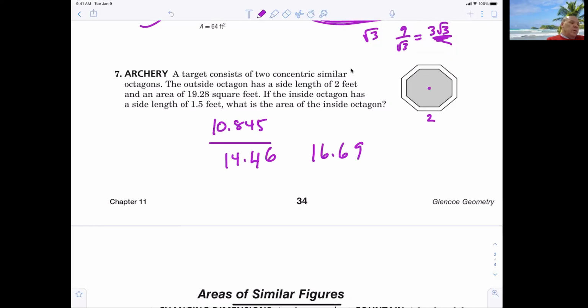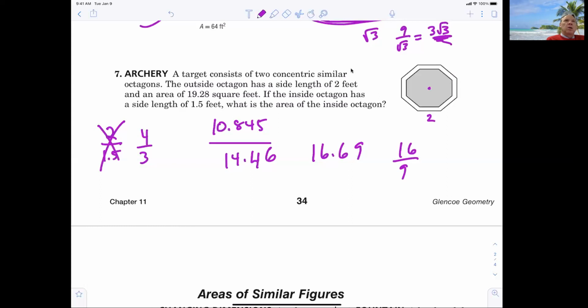Okay, so if I were doing this, the inside octagon has a side length of 1.5, which is the small, and the large is 2, right? So all I did on mine was I just did 2 over 1.5, and then I just made it 4 over 3, just because I could look at it better. And then that means the ratio of the areas is 4 over 3 squared. We're just going to say 16 over 9, right?